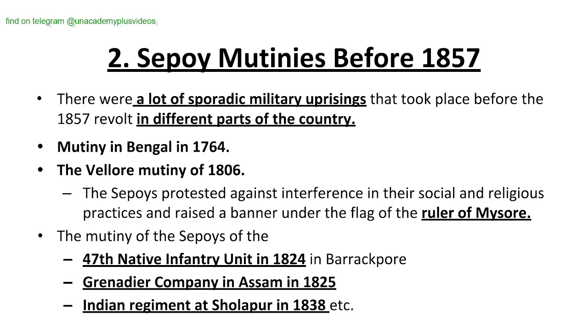Sepoy mutinies before 1857. There were a lot of sporadic military uprisings that took place before the 1857 revolt in different parts of the country. Mutiny in Bengal in 1764, the Vellore mutiny in 1806. The sepoys protested against the interference in their social and religious practices and raised a banner under the flag of the ruler of Mysore. The mutiny of the sepoys of the 47th Native Infantry Unit in 1824 in Barrackpore, Grenadier Company in Assam in 1825, Indian Regiment at Sholapur in 1838, etc.